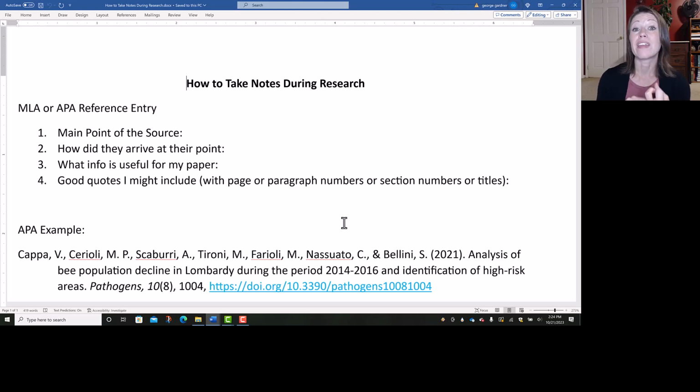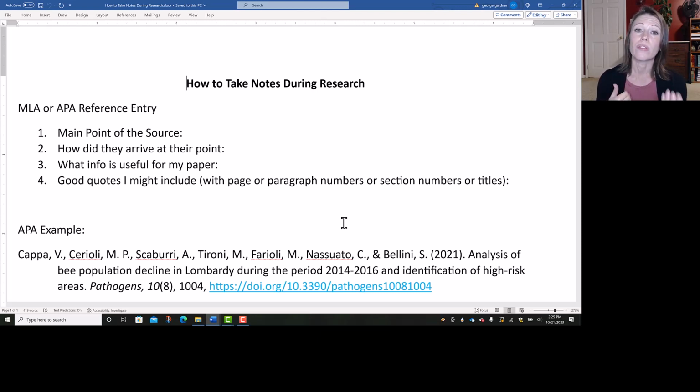Number 2, how did they arrive at their point? So this might be the research, the methodologies, what they studied, what they found, results, conclusions, that kind of stuff. This is like the meat of the article. Underneath that, boil it down to what information is actually useful for your paper. What information are you pulling from this source that is relevant to the point you're trying to make in your essay? Summarize that there. And then finally, what are any good quotes that you might include?